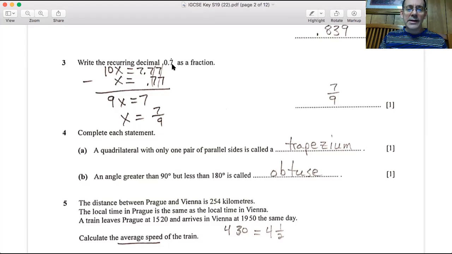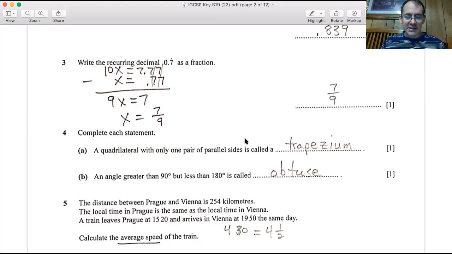And since only one digit repeats, we're going to multiply both sides by 10. So remember, if one digit repeats, multiply by 10. If 2 digits repeat, multiply by 100. If 3 digits repeat, multiply by 1,000. So this is one digit, so we multiply both sides by 10. We get 10x equals 7.77. We subtract. That gives us 9x equals 7, because all of these repeating 7s then cancel out. Divide by 9, so x equals 7/9.